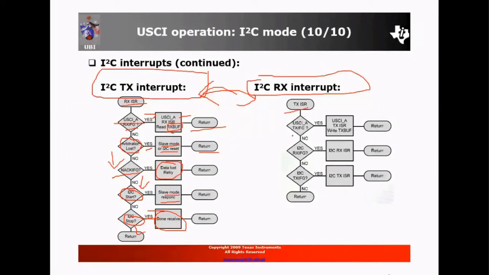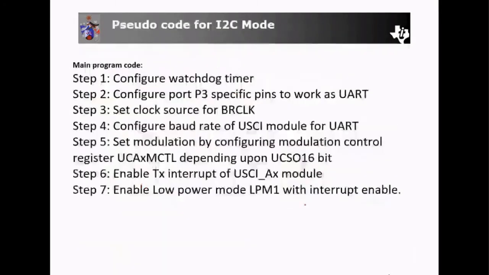This is the transmitter interrupt service routine. USCI with TXIFG generated. If TXIFG is generated, the USCI block writes the TX buffer. If it is not generated, then check for the I2C RxISR. If yes, then execute the I2C RxISR. Otherwise, you can go for the I2C TXIFG. If yes, then execute I2C TXISR. Otherwise, return. So in this way, these state change interrupts will generate different flags so that the processor will know what's happening.